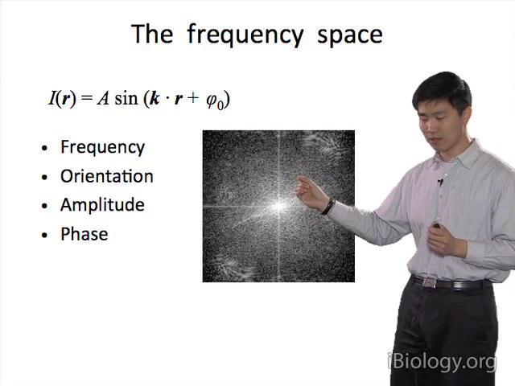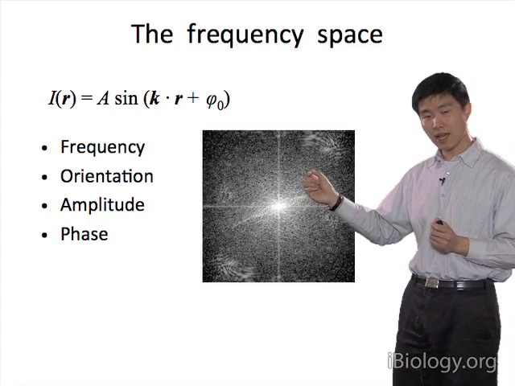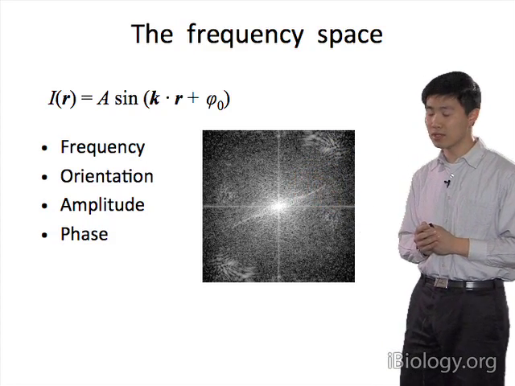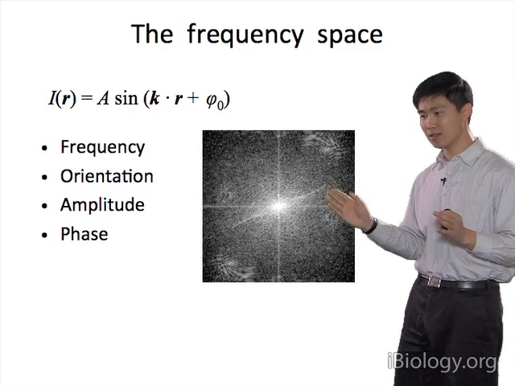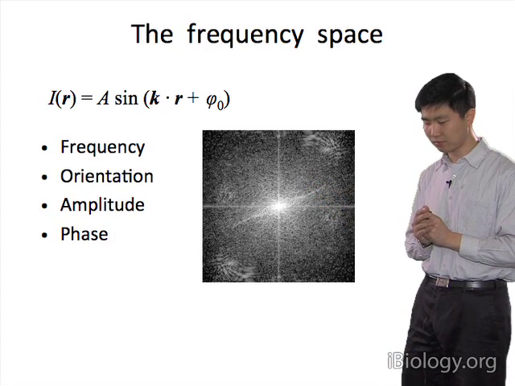Each point on this picture describes one sine wave with a certain frequency and orientation, and the value of this point describes the amplitude and the phase. And that is how we can graphically represent a collection of different sine waves.